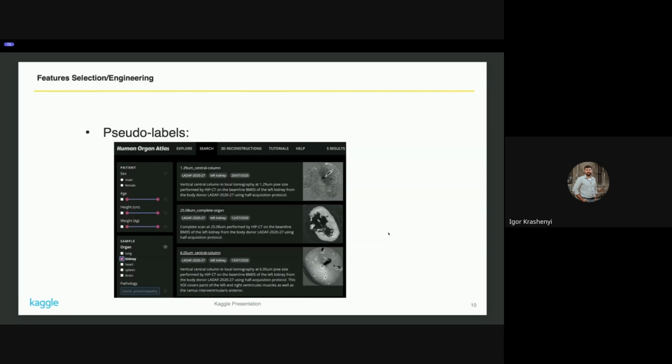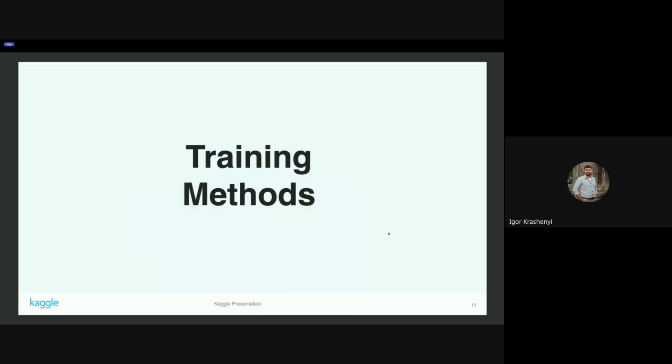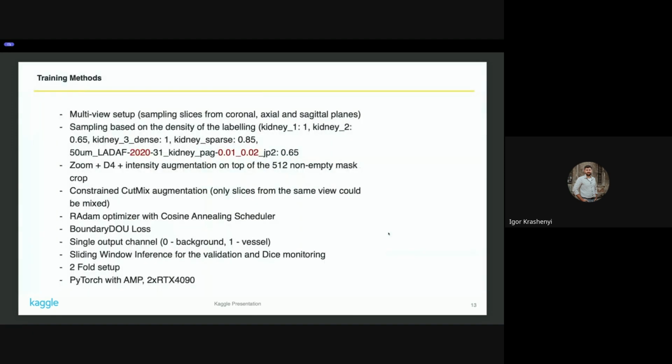How I pseudo-labeled the data: the pseudo-labeling was done at an early stage of the competition, using UNet++ with EfficientNet B5 and B6 encoders. I tried to create validation based on 3 folds, but then moved to 2-fold validation.